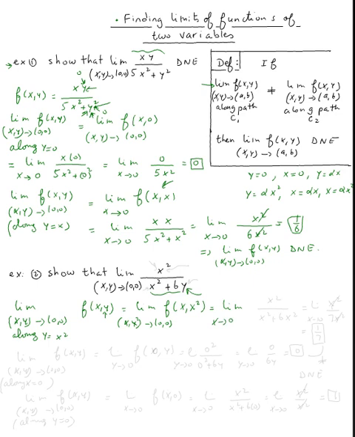And now all I need to do, whatever I see x, I'm gonna plug x, whatever I see y, I'm gonna plug x squared right here. So that would be x squared over x squared plus 6 times, I replace y by x squared. And this is gonna be an easy one. Limit of x squared over 6x squared plus x squared, which is 7x squared, as x approaches 0, simplify the x squared and you will get 1 over 7.